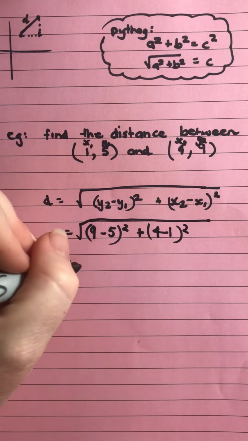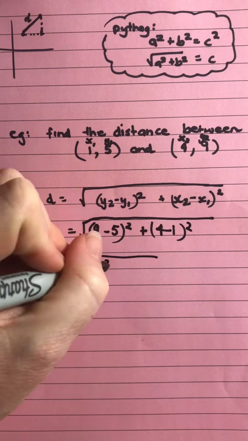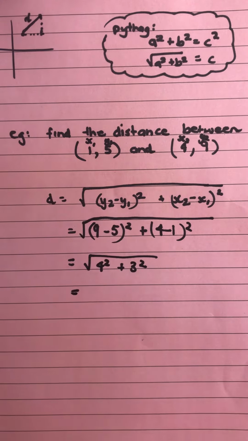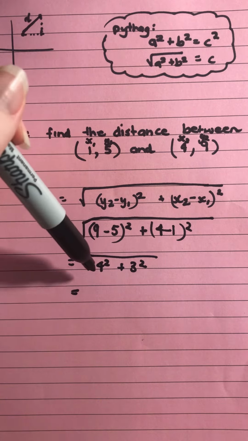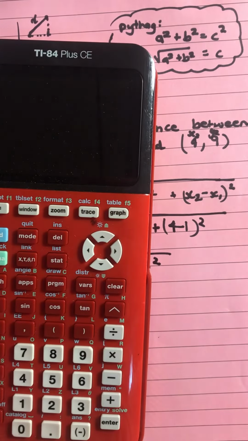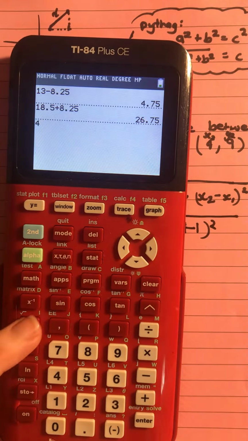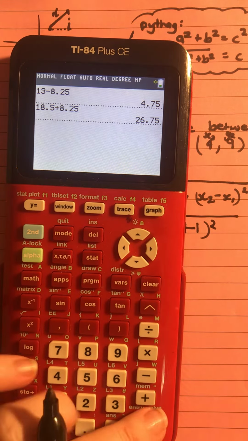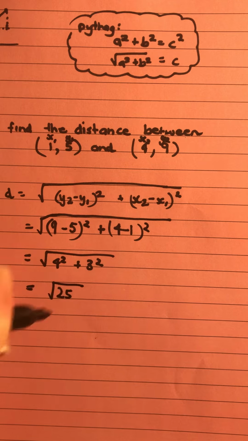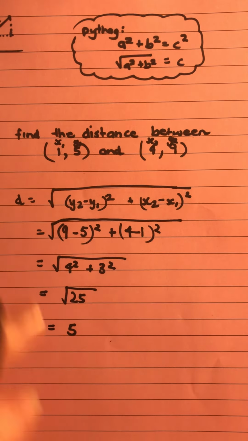Now when I do 9 take 5, I get 4 squared. When I do 4 take 1, I get 3 squared. If you're familiar with your triangles, you might recognize that I've got a 4 and a 3, and it's one of our golden ratio ones. Otherwise we're putting it into our calculator. So we go 4 squared plus 3 squared, and we get 25. So we're going to do the square root of 25, which is 5. So the distance between those 2 points is 5.